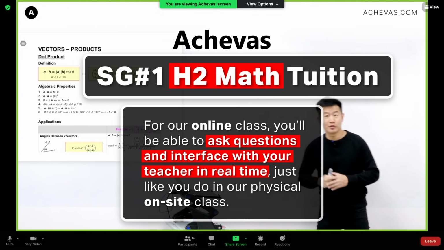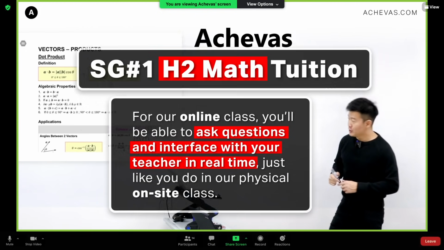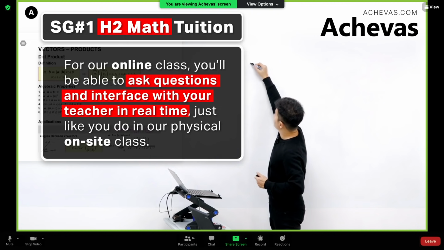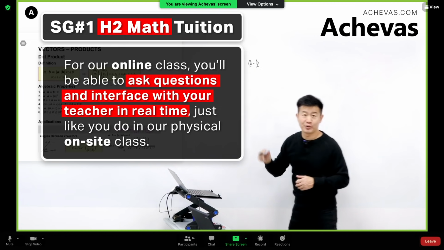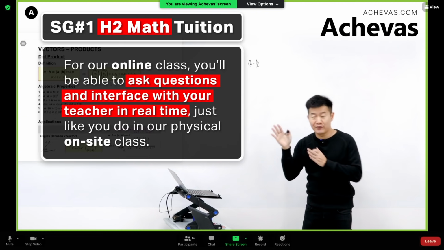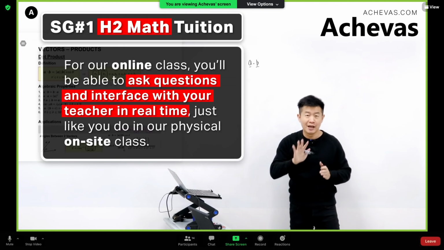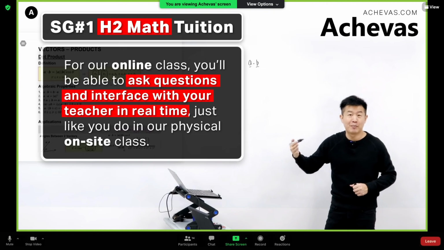Let me give you a quick introduction to the dot product. For the dot product, the equation looks like this: A dot B. Okay, vectors dot product. This is pronounced as vector A dot vector B. It is different from arithmetic multiplication.